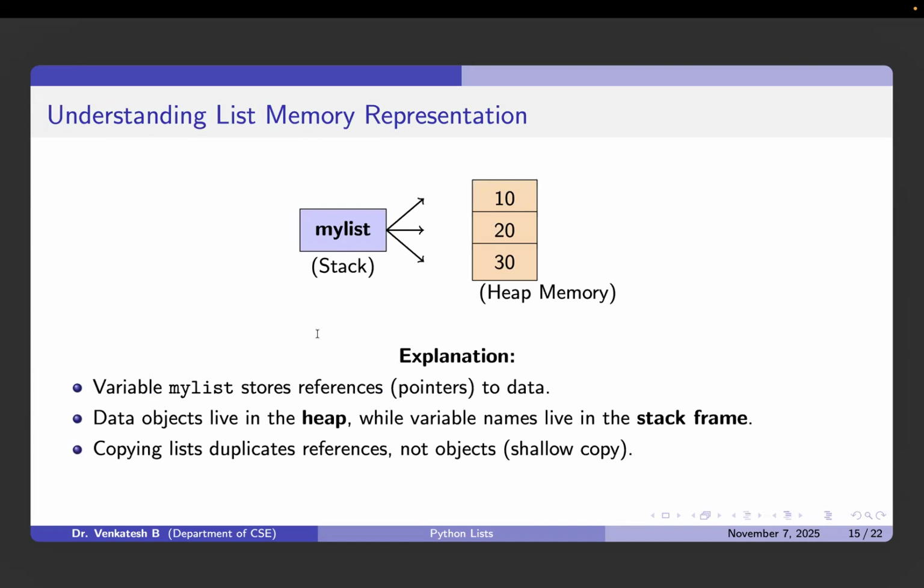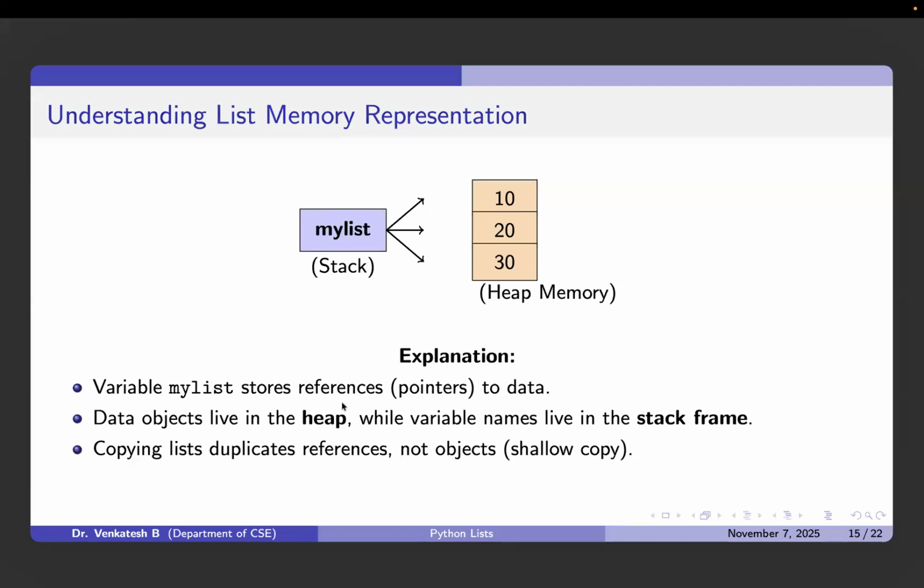How is it stored in memory? Lists are stored in the heap memory. The reason is that it is a dynamic array, and dynamic arrays are stored in the heap memory. Here the variable mylist stores a reference pointer to the data stored in memory. The data objects live in the heap while variable names live in the stack frame. So the list name is stored in the stack memory, and the objects of that variable are stored in the heap memory.